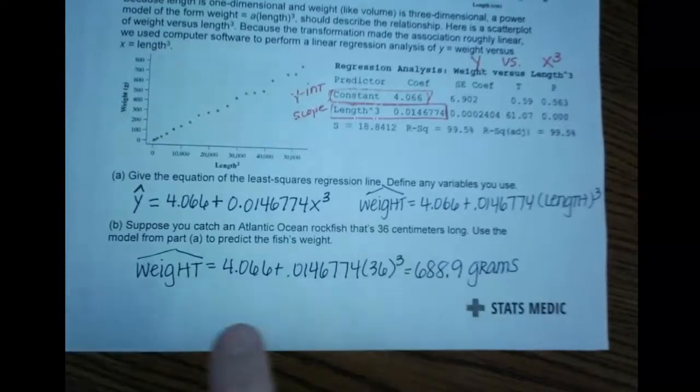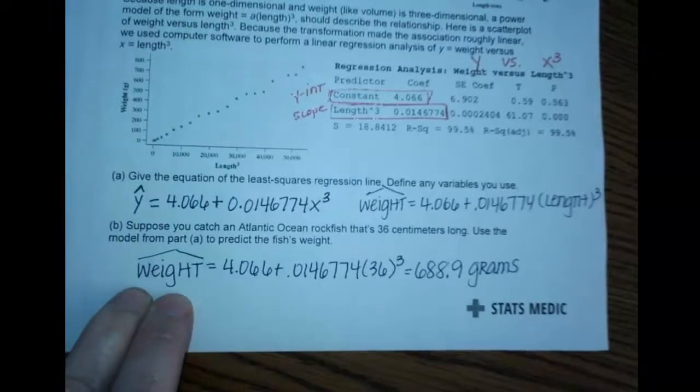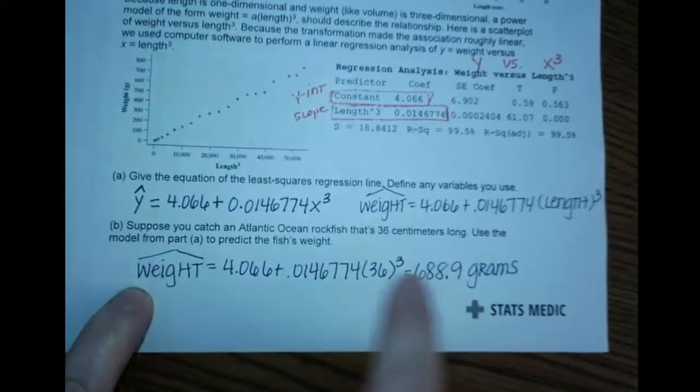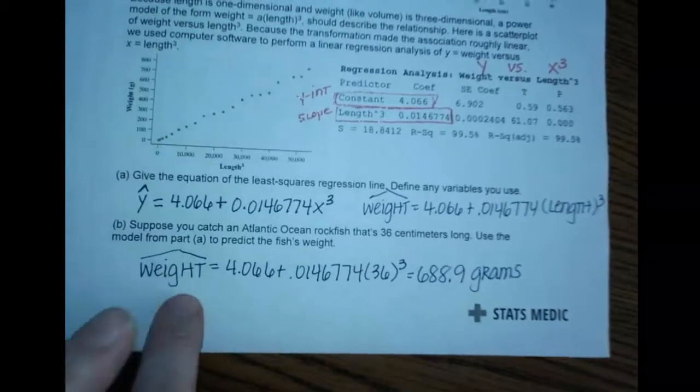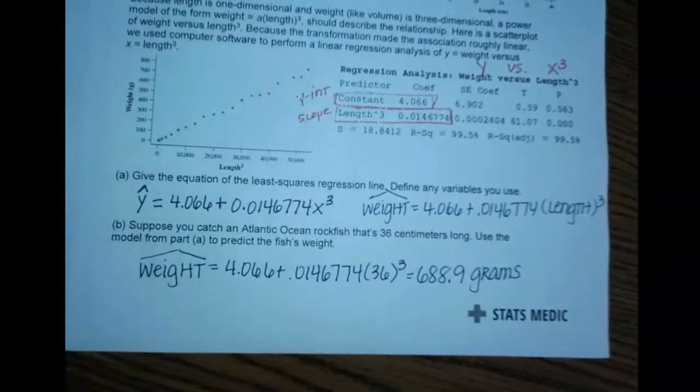I do not need to undo anything because I haven't done anything to the Y value. This is straight up what this is. If we had taken a log of the weight somewhere along the way, we would undo that at this point, but there's nothing that needs to be undone, so that's your actual answer.